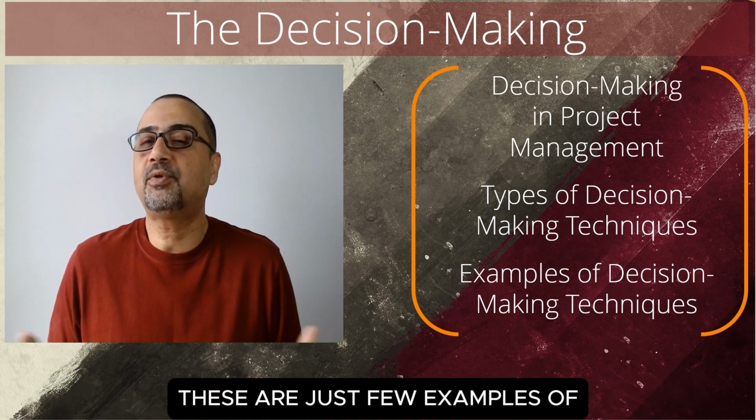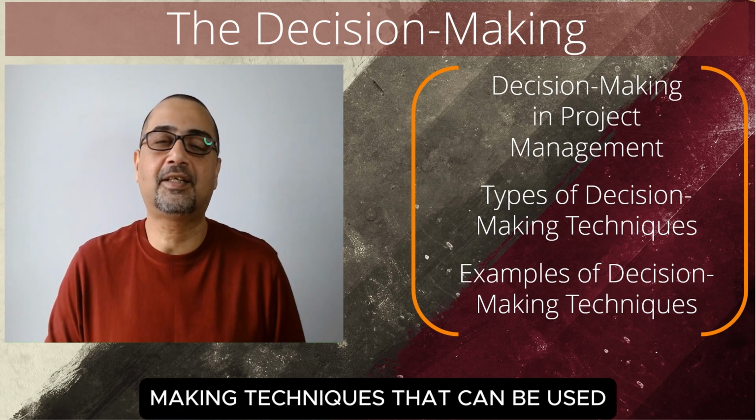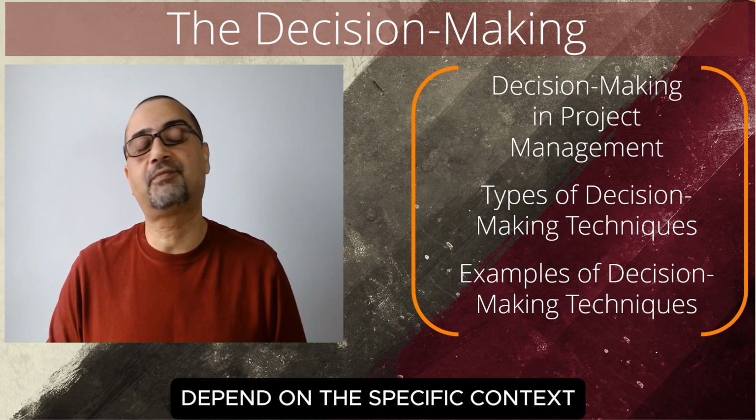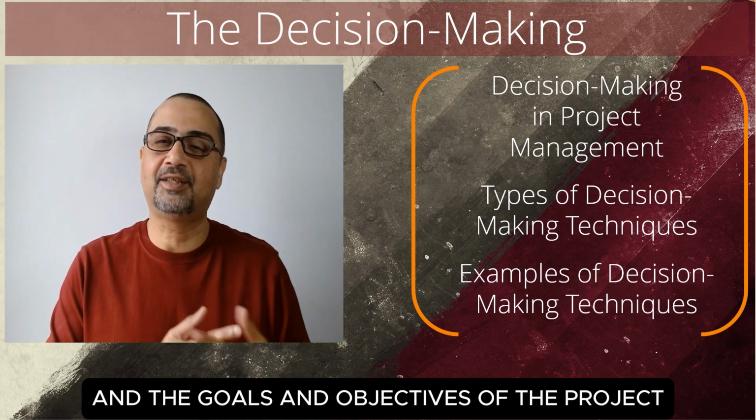These are just a few examples of the types of decision-making techniques that can be used in project management. The choice of technique will depend on the specific context and the goals and objectives of the project.